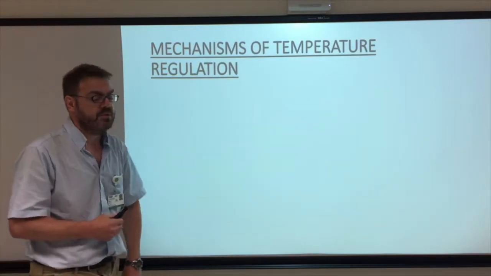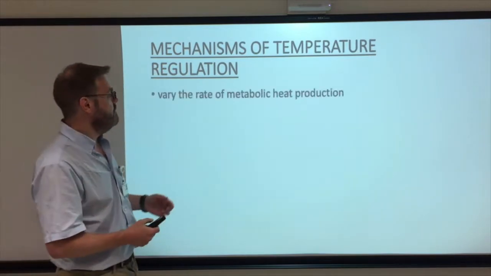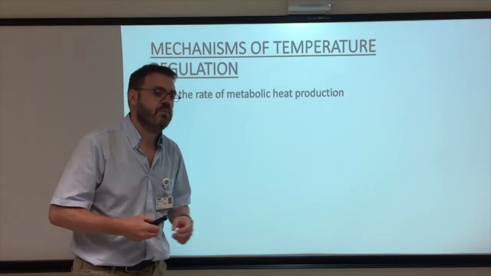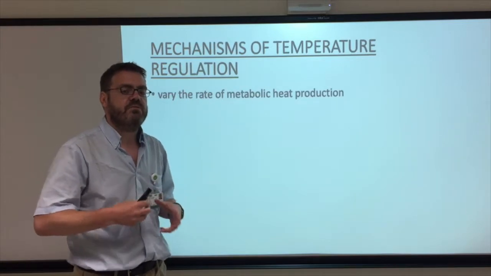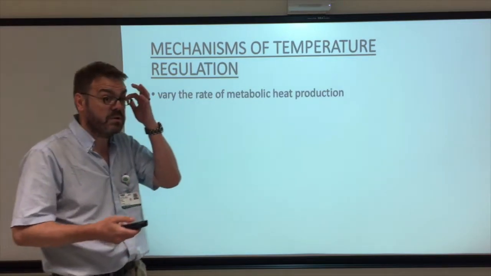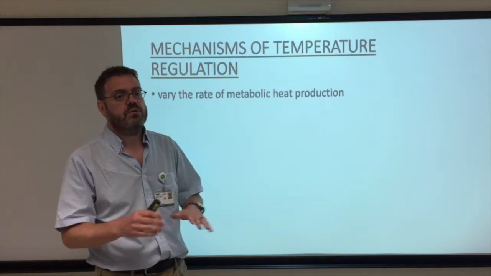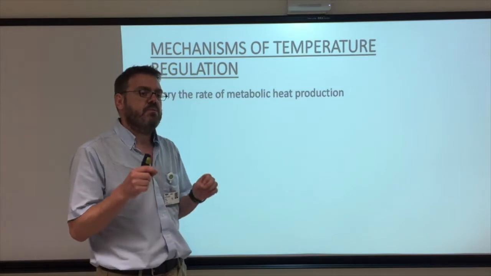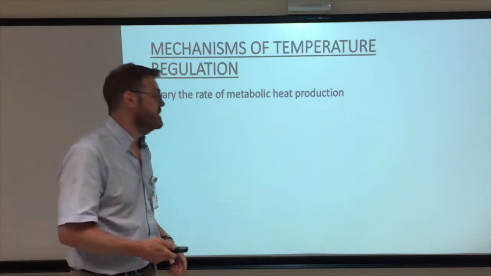So, mechanisms of temperature regulation. This is how your body regulates your temperature. You can vary the rate of heat production, and this is your metabolism. In a cold environment, you're going to increase that metabolism by shivering, and this will keep your core temperature elevated. But in a hot environment, you're possibly going to reduce the thyroid hormone, lower your metabolic activity, and lower your heat production so that you don't overheat.